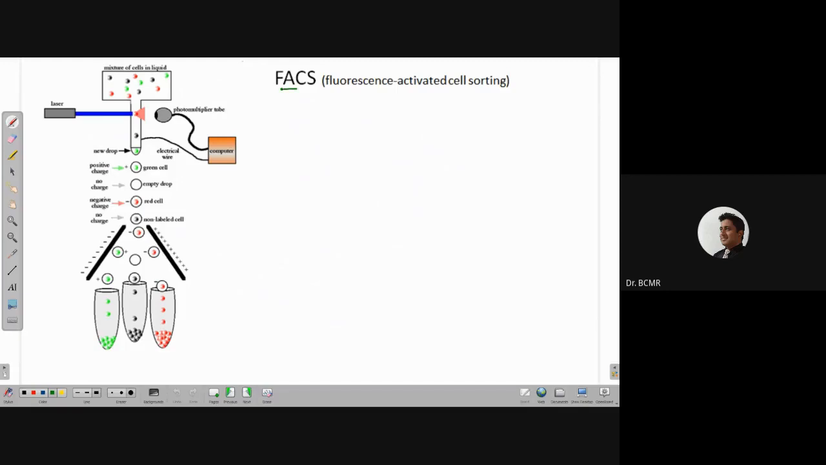So FACS is fluorescence activated cell sorting. Cell sorting, what does it mean? You have a bunch of cells, and based on some property, you're going to say large cells and small cells. You should be able to sort them, all the large cells in one tube, small cells in one tube. That is called cell sorting. And if you are sorting cells based on fluorescence, whether they are fluorescing or not, then it is called fluorescence activated cell sorting. I mean, flow cytometry is another way.